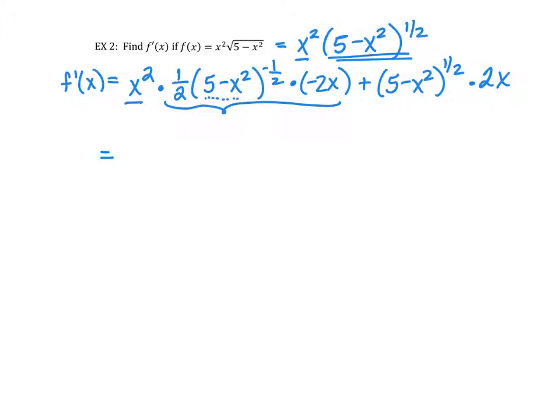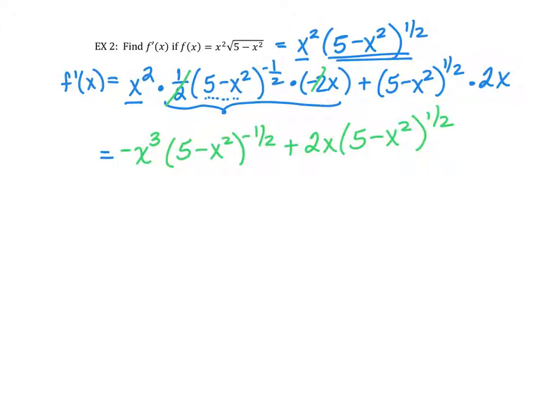With this guy, this 1/2 and that 2 cancel. So I really have negative x to the third, 5 minus x squared to the negative 1/2. This next guy, really not too much cleaning up. I just like to put that in front because I think it looks prettier. And you go, sweet. Yeah, not sweet, because they're not going to leave the answer like that. The answer is they're going to simplify it. So you have to practice this skill.